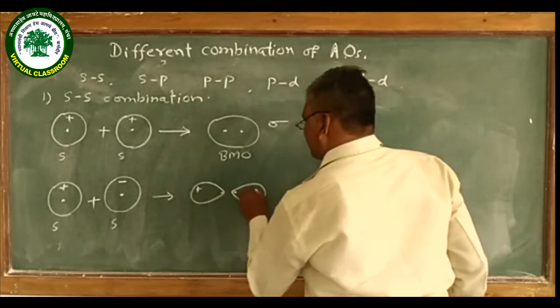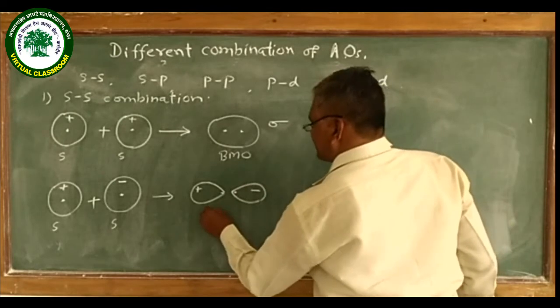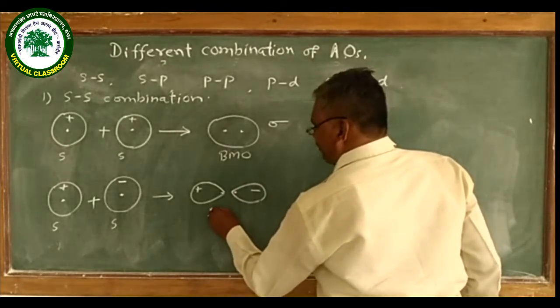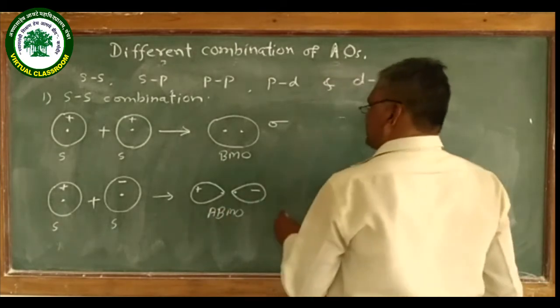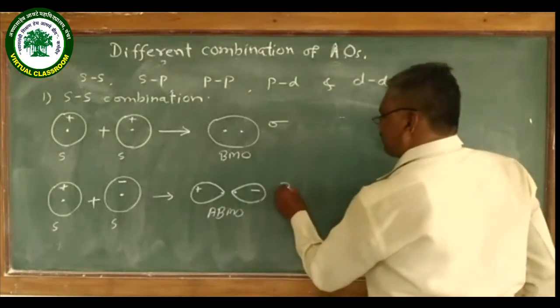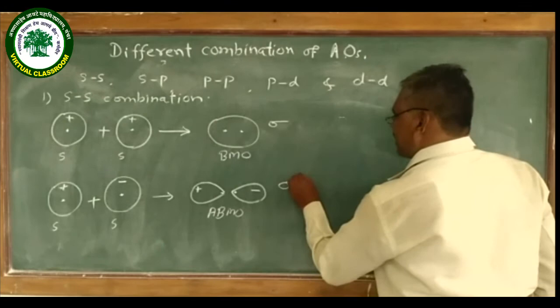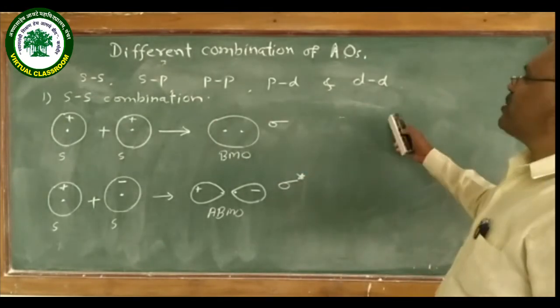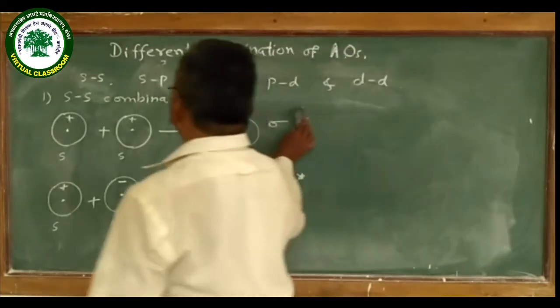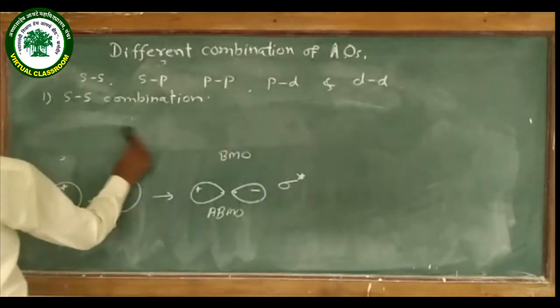This is positive, this is negative, and this combination is giving rise to the formation of antibonding molecular orbital, and it is denoted by asterisk mark over sigma. So it is sigma star antibonding molecular orbital. Another combination with s orbital is sp combination.